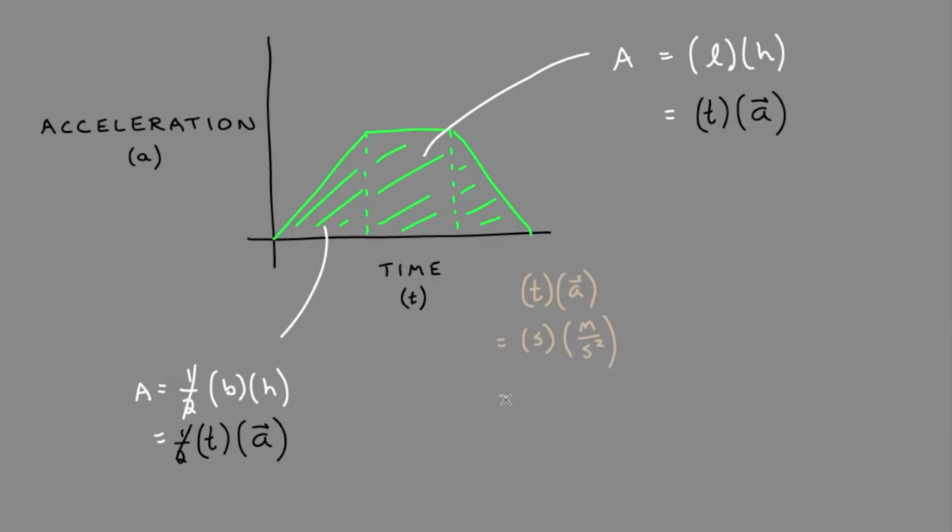You can see when we multiply these, the seconds will cancel with 1 left in the denominator, so we have meters per second. That should be enough to tell you this is a velocity. So we can conclude that the area underneath an acceleration time graph is our velocity.